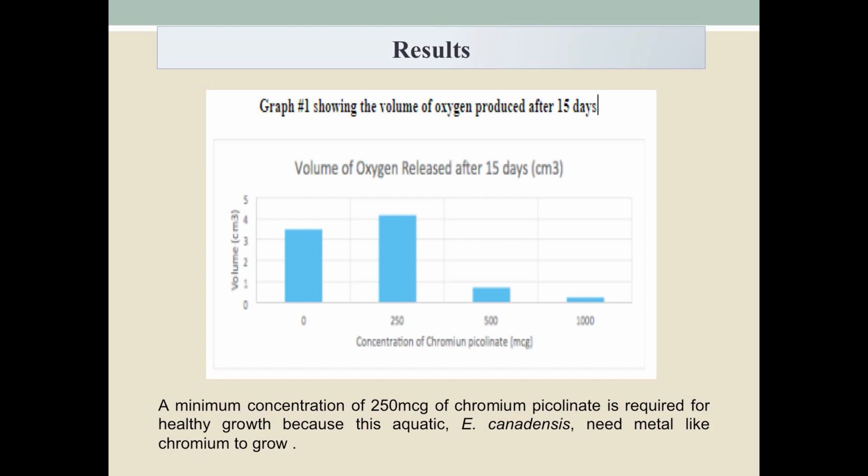However, a minimum of 215 mcg concentration of chromium picolinate is required for the healthy growth of Elodea densa, because plants like Elodea densa need metal like chromium to grow, but having too much of this metal can lead to their death.